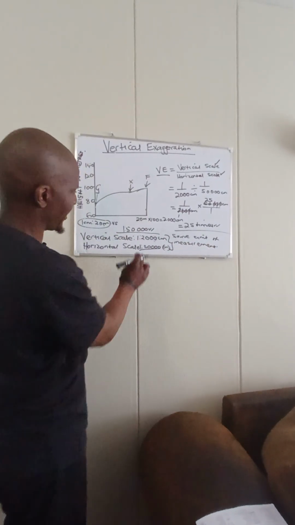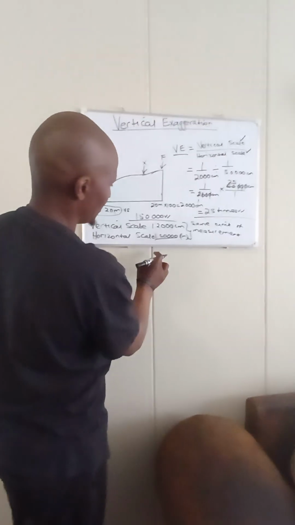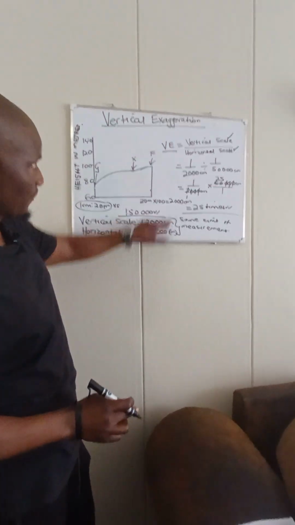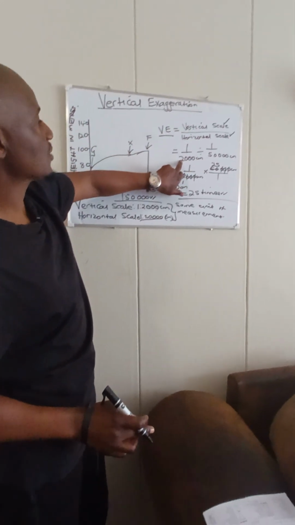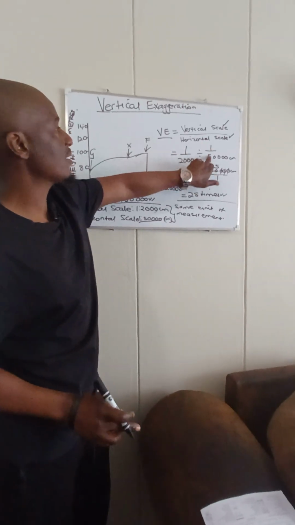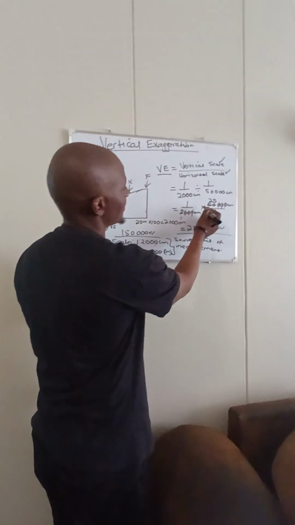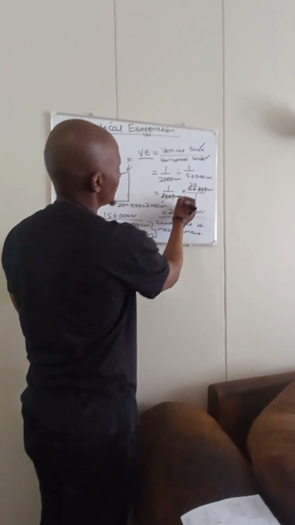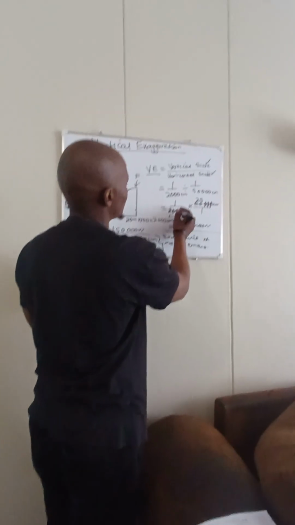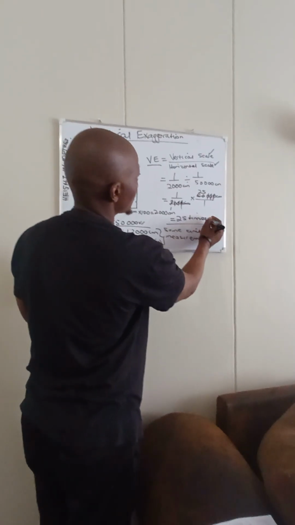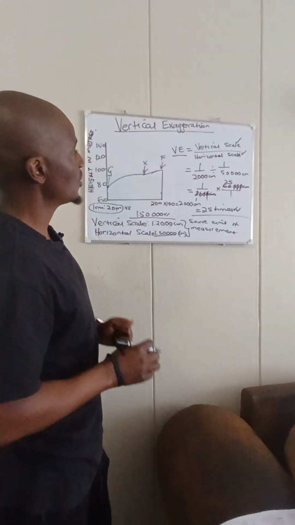That's why I converted my 20 meters into centimeters, because the unit of measurement is supposed to be the same. I have changed my 20 meters to 2,000 centimeters. I've also done the same here, it is 50,000. So vertical scale over horizontal scale, which is 1 over 2,000 centimeters divided by 1 over 50,000 centimeters. Then from there you invert it, 1 over 2,000 multiplied by 50,000 over 1. The units of measurement divide each other, the zeros cancel, 3 zeros, 2 into 50, that is 25 times. So this is how you calculate your vertical exaggeration.